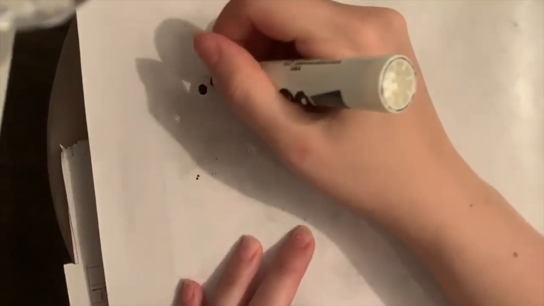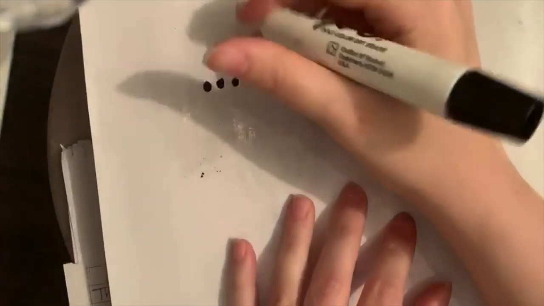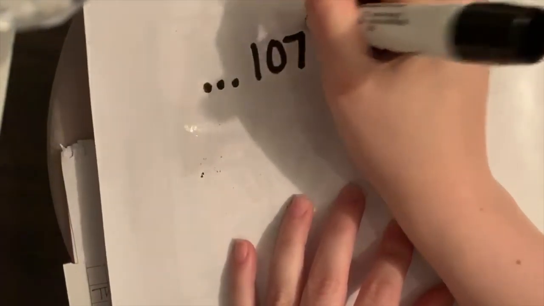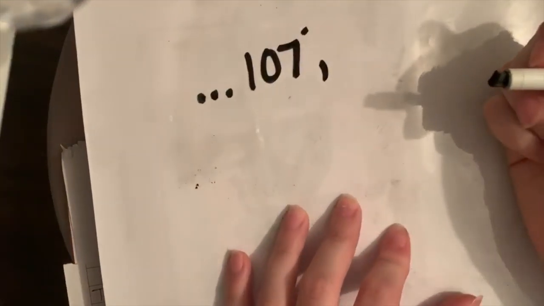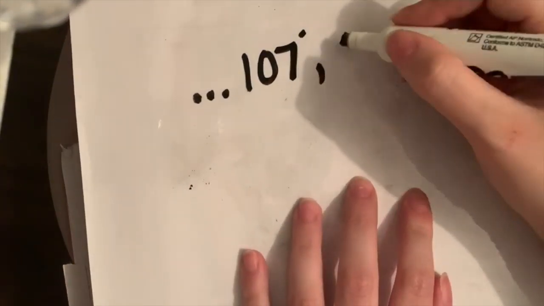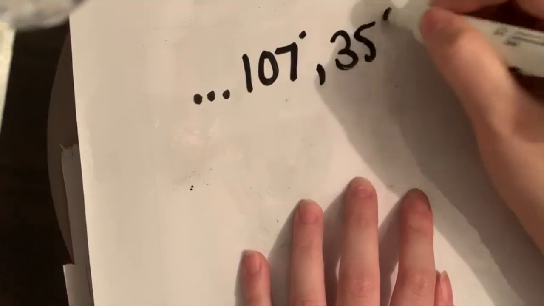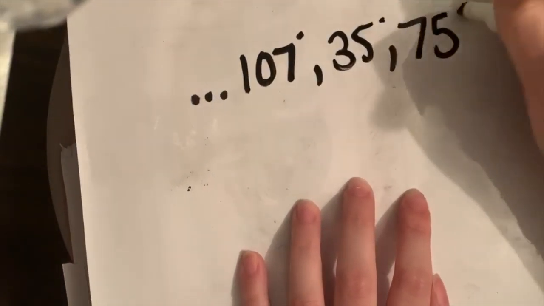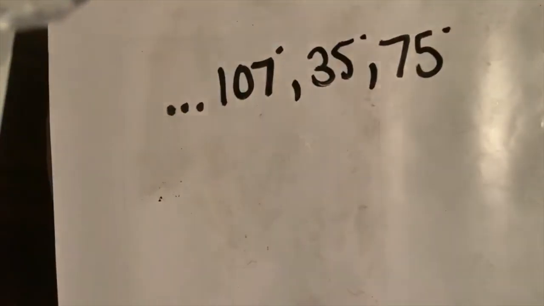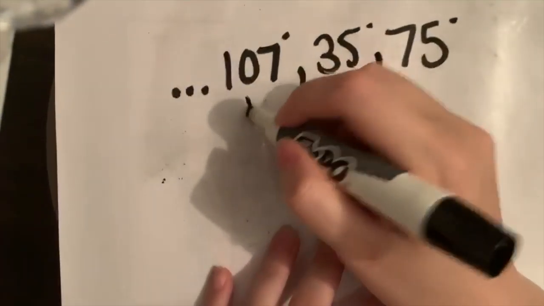Okay? Let's do another one. So if we are asked to classify a triangle by its angles, and they are given to us, say if we have a 107-degree angle, let's say we have a 35-degree angle, and then a 75-degree angle. Okay? Let's look at the first one, 107 degrees. We know that this is an obtuse angle because it is larger than 90 degrees.